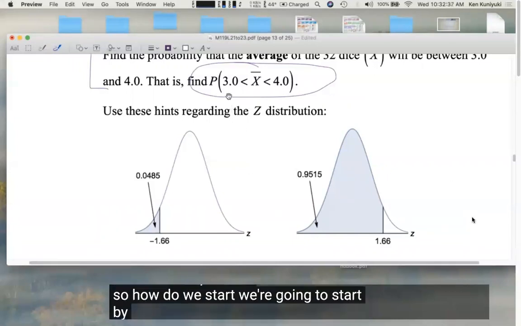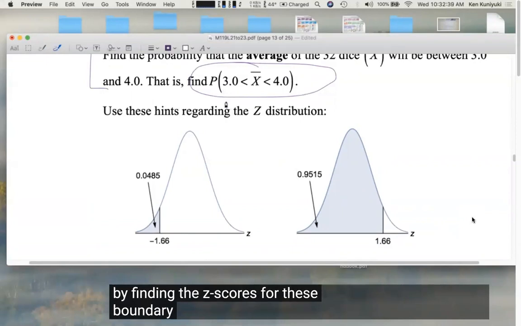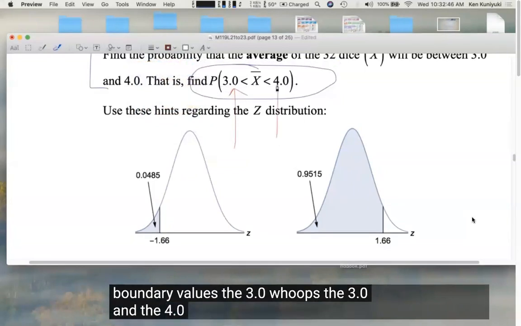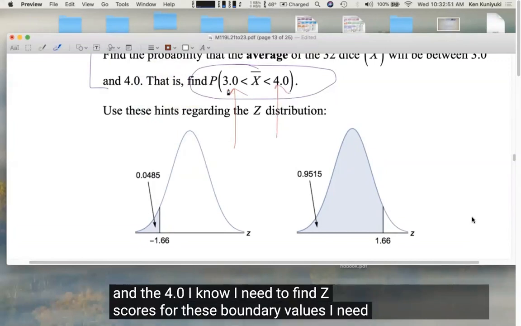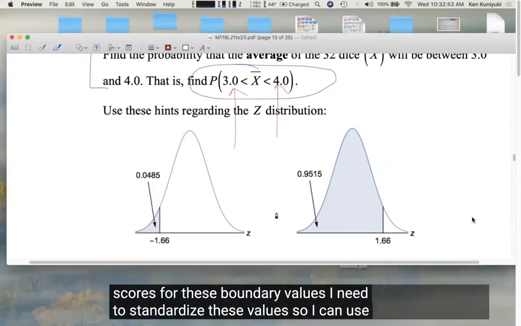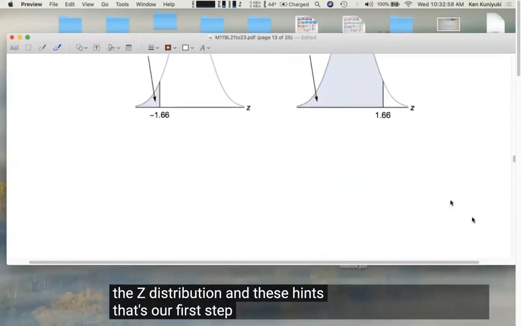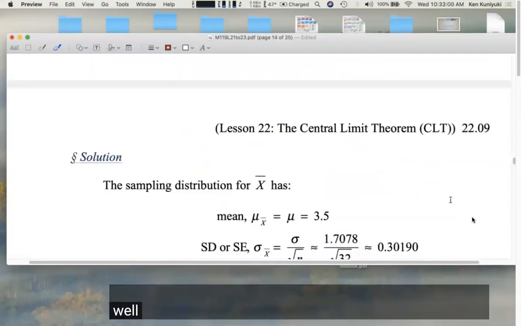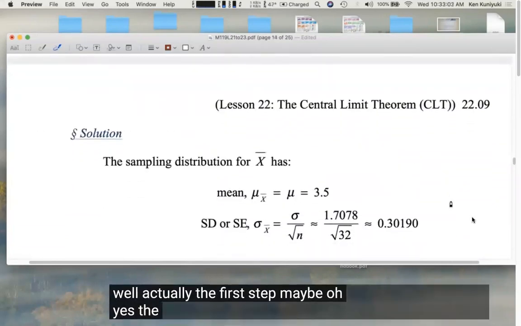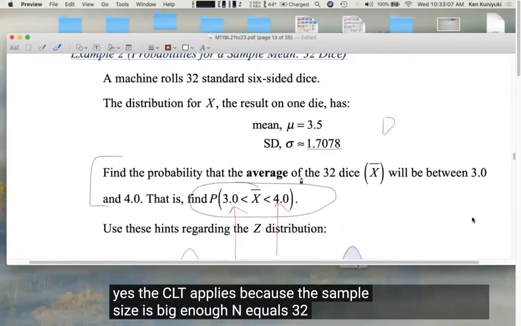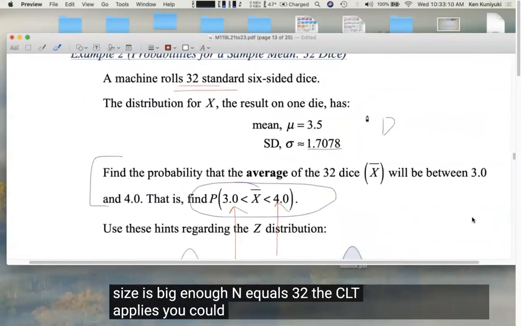So how do we start? We're going to start by finding the Z-scores for these boundary values, the 3.0 and the 4.0. I need to standardize these values so I can use the Z distribution and these hints. That's our first step. Well, actually, the first step may be, oh yes, the CLT applies because the sample size is big enough. N equals 32, the CLT applies. You could say that's really the first step.